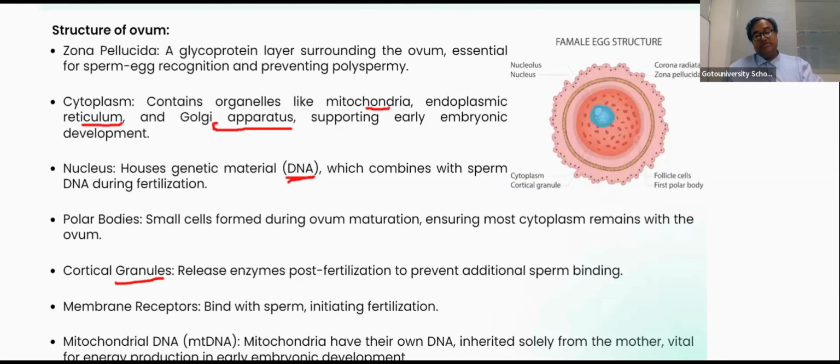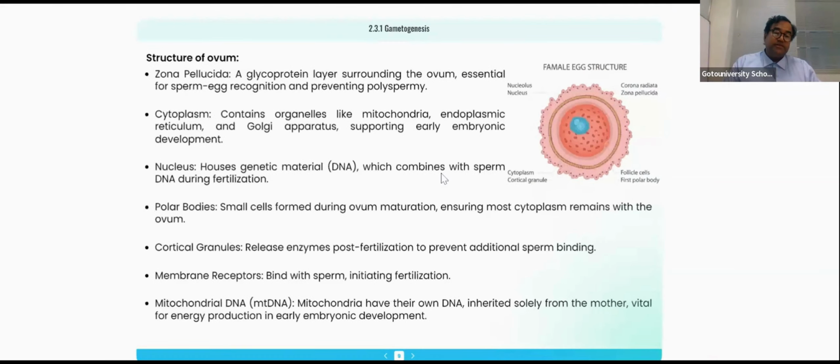Cortical granules are very, very important, which release the enzyme, to prevent additional sperm binding, that we already told you, right? The cortical granules promote the post-fertilization process. Post-fertilization process. So be very careful with all these things. The cortical granules help the enzyme production to happen, right?